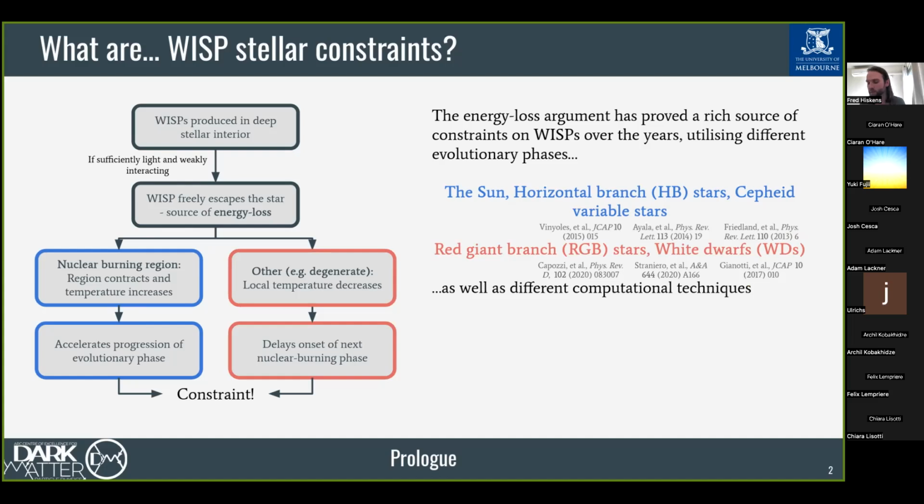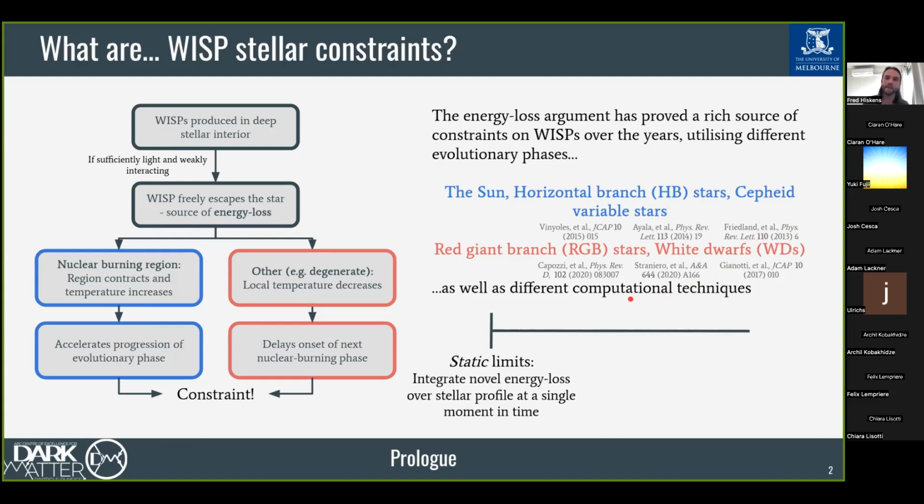The other way we could potentially distinguish these constraints is via the different computational techniques they employ. This starts from the simpler ones, which are static limits. The idea here is that you would take a radial profile of a star at a single moment in time and just integrate the new energy loss across that radial profile, enforcing it to be less than some numerical upper limit. Then you can go to the more computationally intense way, which is to use stellar modeling. This is where you would iteratively solve stellar structure equations in one dimension, including the energy loss to WISPs within that model. So it's self-consistent and you can track the effect over the evolution of the star.